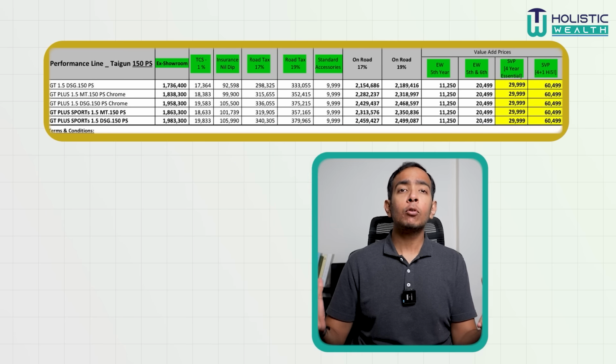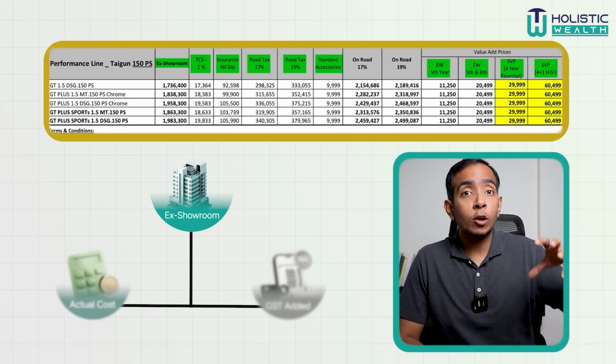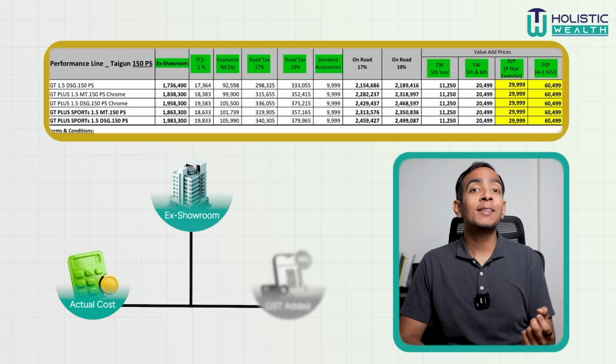And within the ex-showroom price also, guys, you have to understand that there are two components. There is the actual cost of the car and then there is the GST component as well. You have to understand these things better so that you can make an informed decision. So next, let's first understand how to narrow down a car.